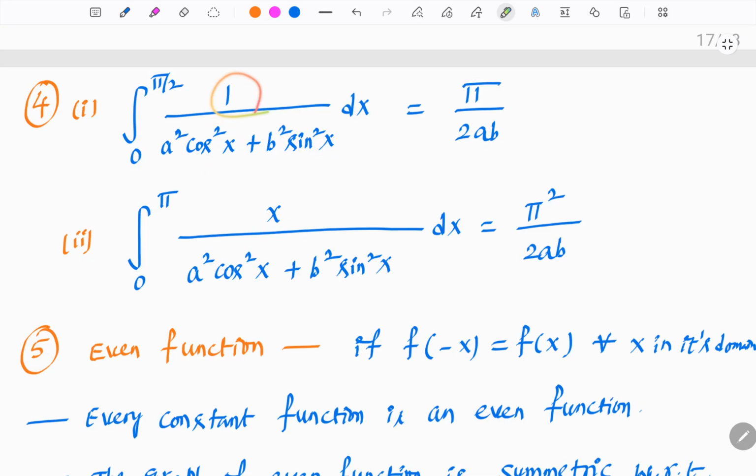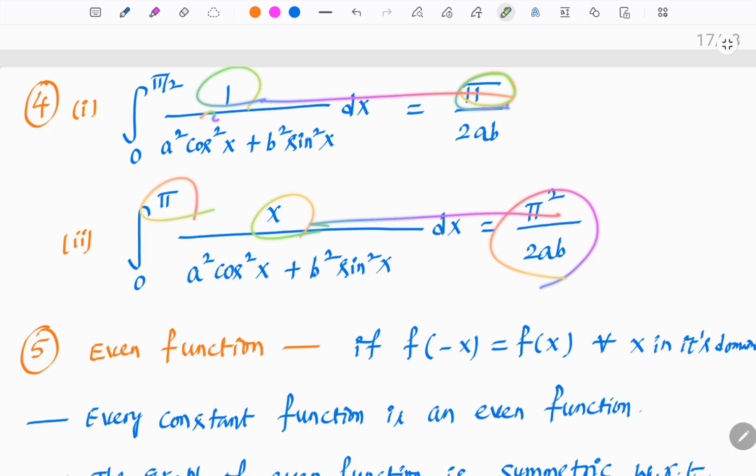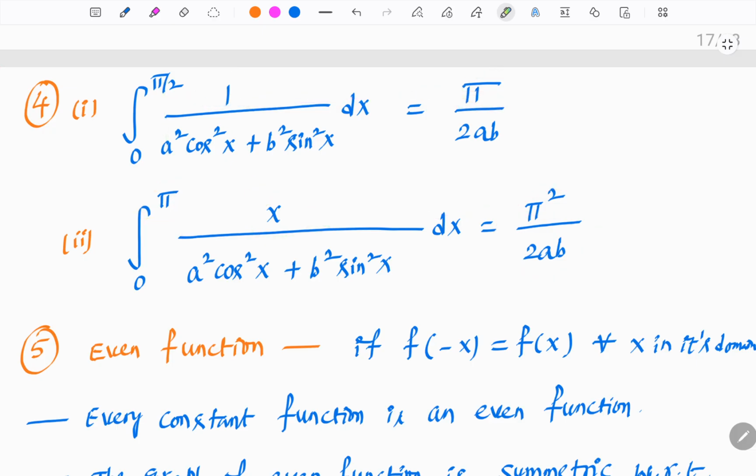Sir, instead of 1, if they make it x, then the time level changes. See here, the upper limit is also changing. Whenever the upper limit is pi by 2, the numerator value is 1 and fixed. Whenever the numerator 1 is changed to x, then simply pi by 2 will become pi square. So just observe, if it is 1 it will come as pi by 2ab, if it is x then it will go to pi square, as well as pi by 2 goes to pi. Clear students? There is no confusion, right?